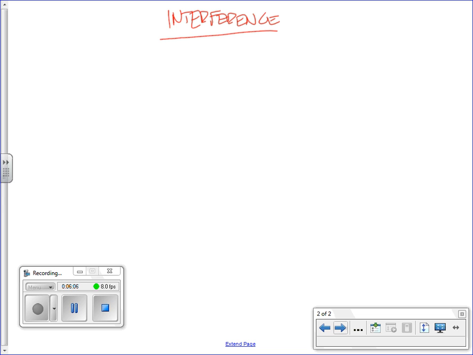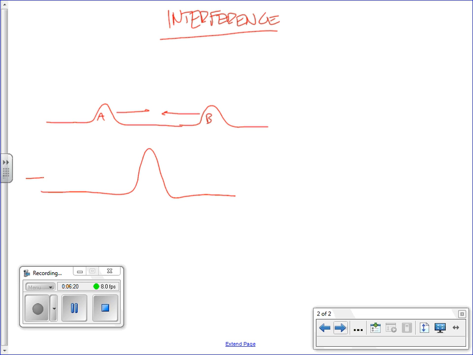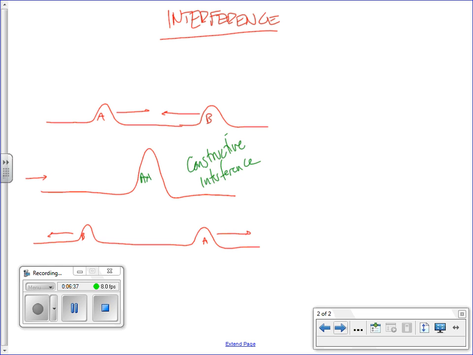All right, and so you got a wave coming like this. You got a wave coming like this. And when they interfere, they make a bigger pulse for a moment. Here's pulse A, here's pulse B. There's a snapshot in time here in the middle. And then pulse B keeps going, pulse A keeps going. We call this constructive interference. This has the amplitude A plus B.